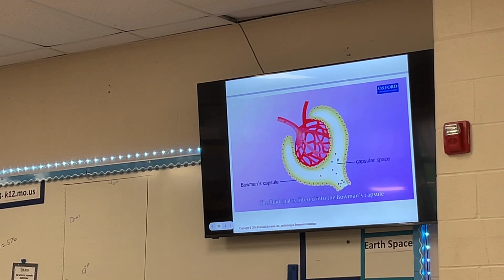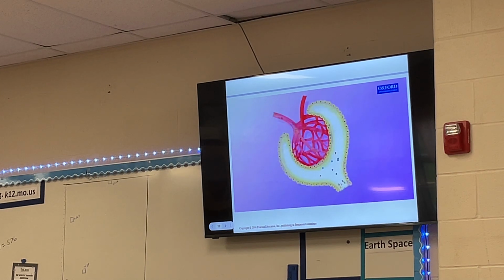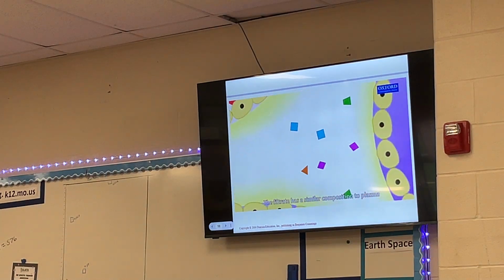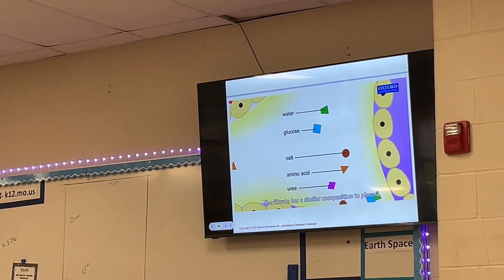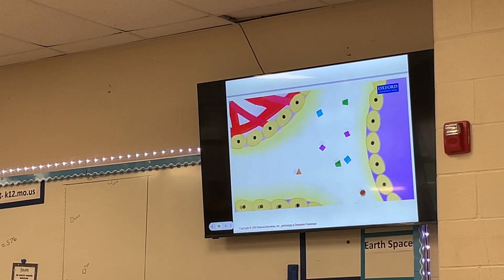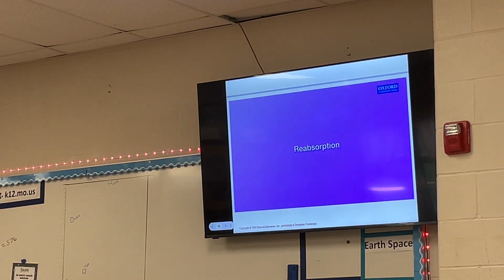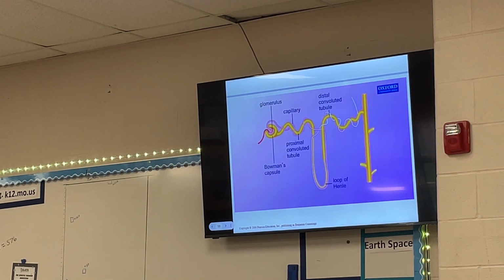The fluid that is filtered into the Bowman's capsule is called glomerular filtrate. The filtrate has a similar composition to plasma. However, no plasma proteins and blood cells are found in the glomerular filtrate because they are too large to pass through the walls of the glomerulus and the Bowman's capsule. After ultrafiltration, the glomerular filtrate flows through the kidney tubule.